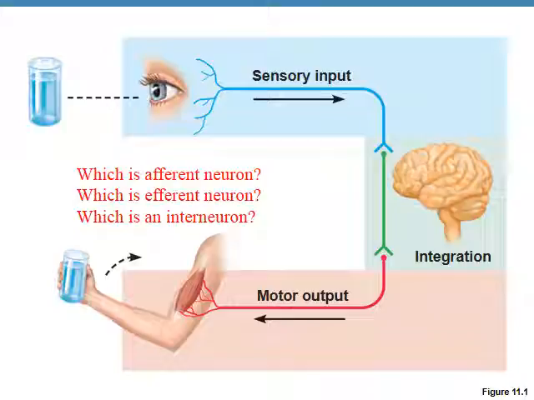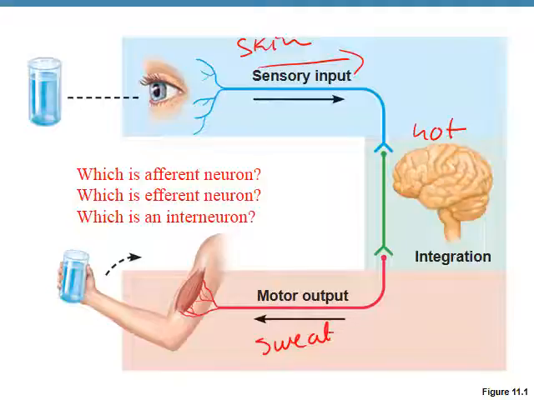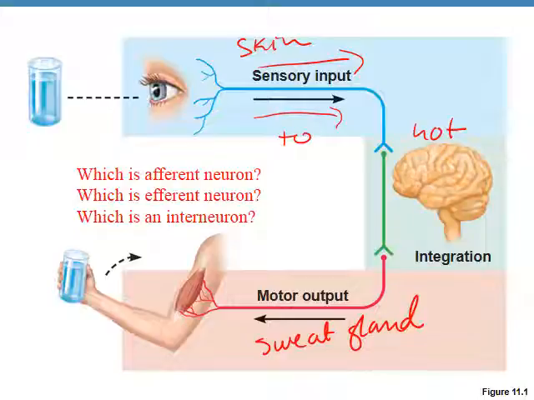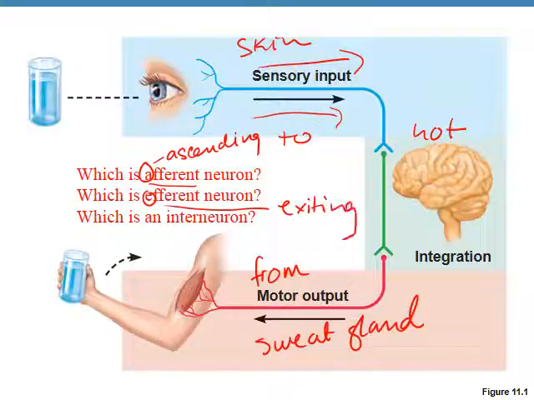We can see from this figure the sensory input. The example I gave you before would be the skin, sensory input telling your brain you're hot, and the motor output would be your sweat glands producing sweat so that it can cool you off. Sensory information is information going to the brain, and motor information is information coming from the brain. They'll use these words: afferent, think of afferent as ascending, and efferent, think of efferent as exiting.